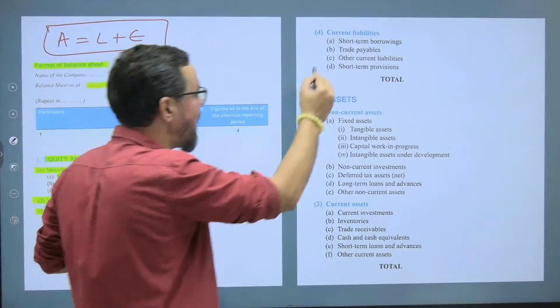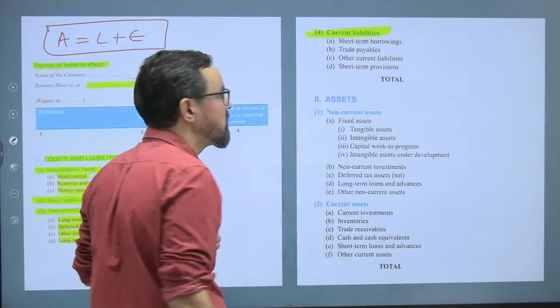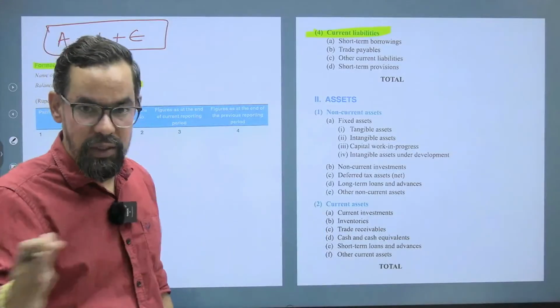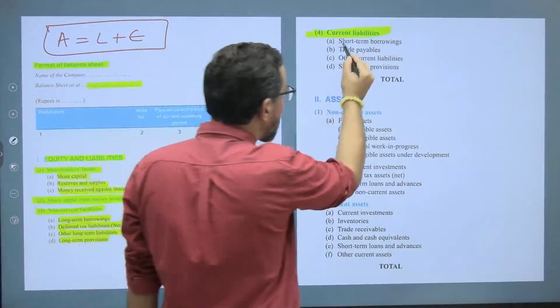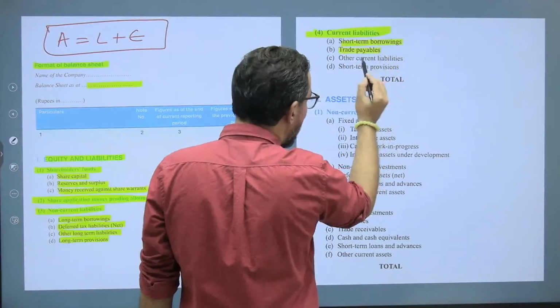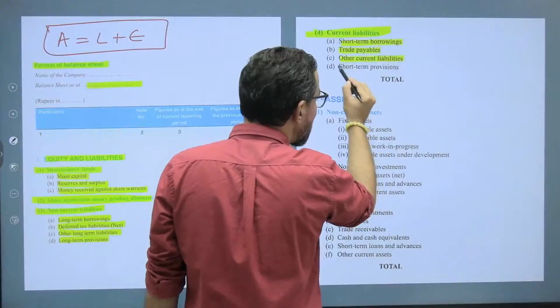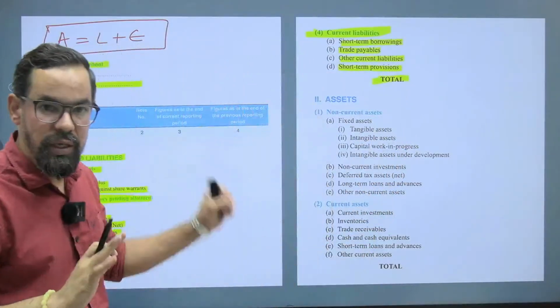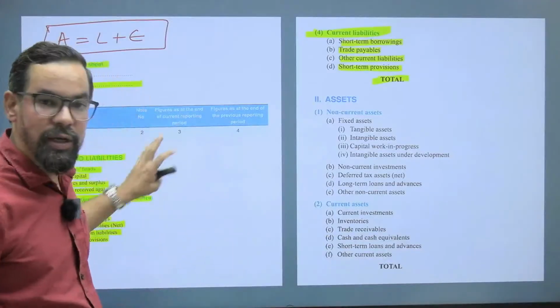Then we have current liabilities. These are the obligations for the accounting period itself, which are payable within 1 year or within the same accounting period. So we have short term borrowings, trade payables, bills payable, other current liabilities and short term provisions, and the total of that. This is the first side of the balance sheet: liabilities plus equity.